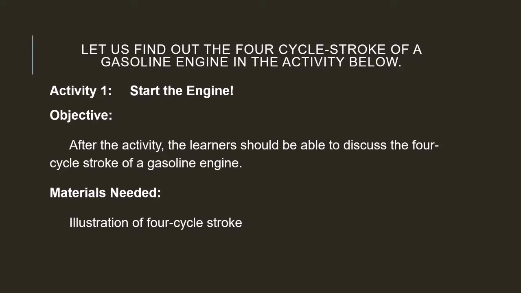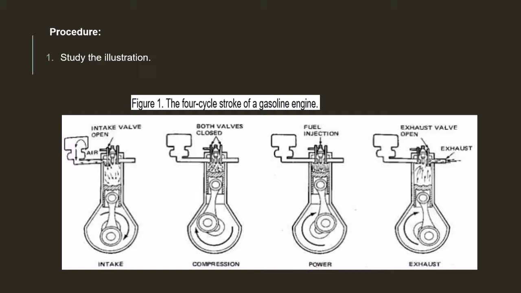Let us find out the 4-cycle stroke of a gasoline engine in the activity below. Activity 1, entitled Start the Engine. Objective: after the activity, the learner should be able to discuss the 4-cycle stroke of a gasoline engine. Materials needed: an illustration of the 4-cycle stroke. Procedure: study the illustration. Figure 1 is the 4-cycle stroke of a gasoline engine. We have the intake, compression, power, and exhaust.